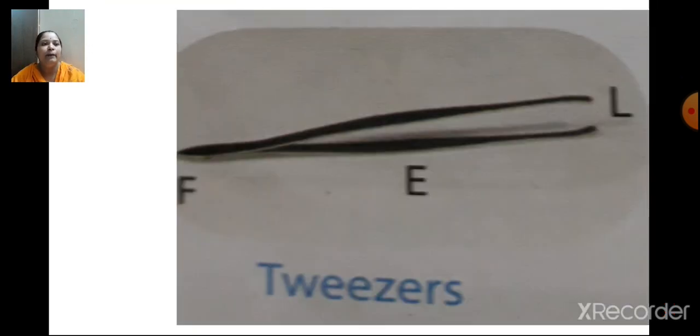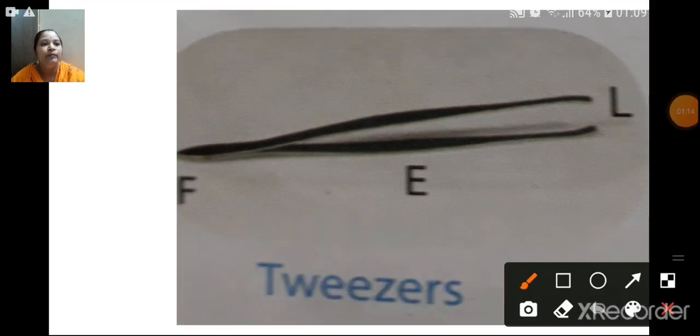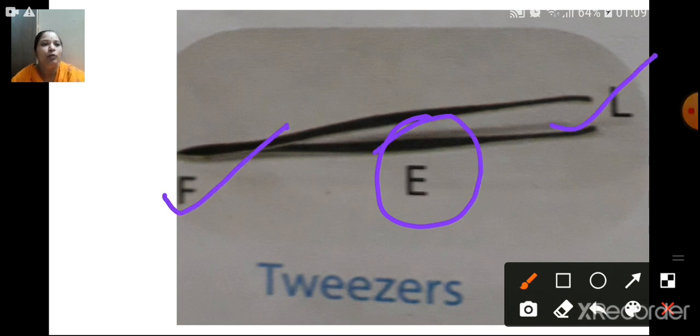See one more example. Again in this example, the effort is between the fulcrum and the load. Now the fulcrum, here you can see it is a fixed point, right? The fixed point is called the fulcrum, and where we apply force it is called effort, and the work that has to be done is called load, right? So these are the examples of third class lever.